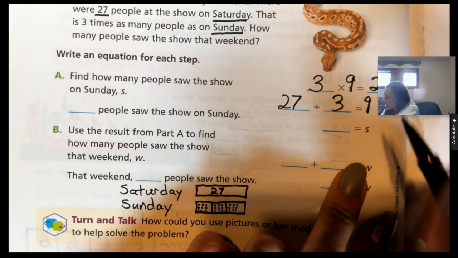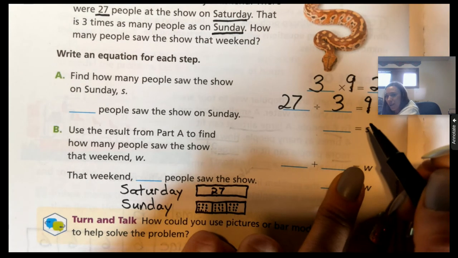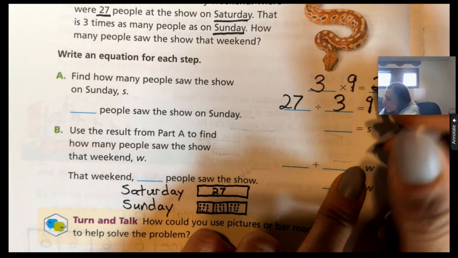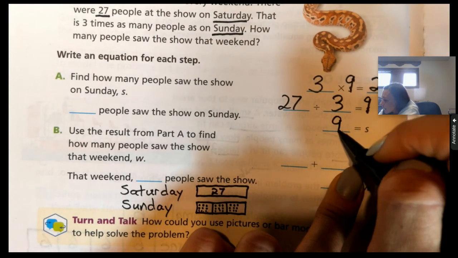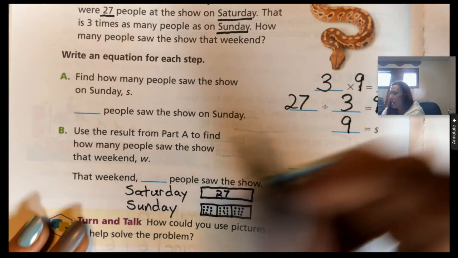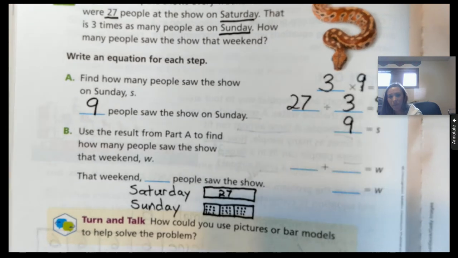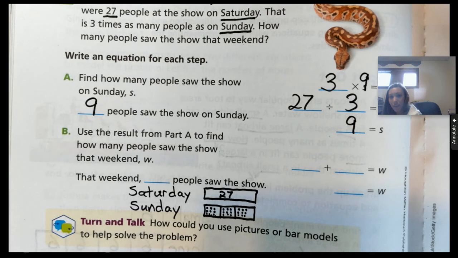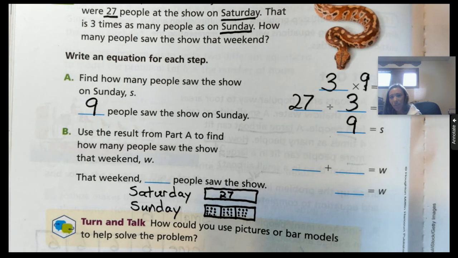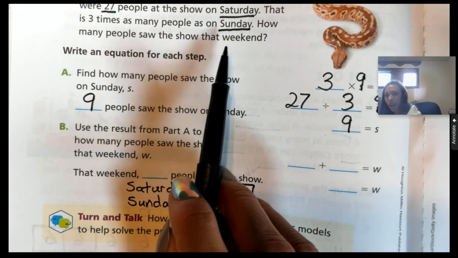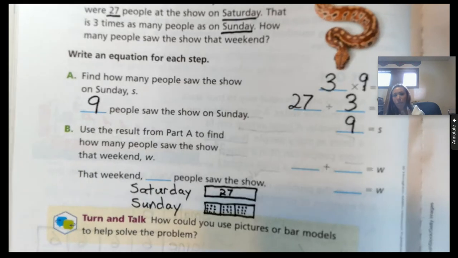So the letter S was just like putting a question mark, like, I don't know what that number is yet. And we found out that S was 9. So that means that 9 people saw the show on Sunday. Ooh, that was only one step of the problem. Then it went on to say, well, how many people saw the show that weekend? They want to know how many people saw it all together.